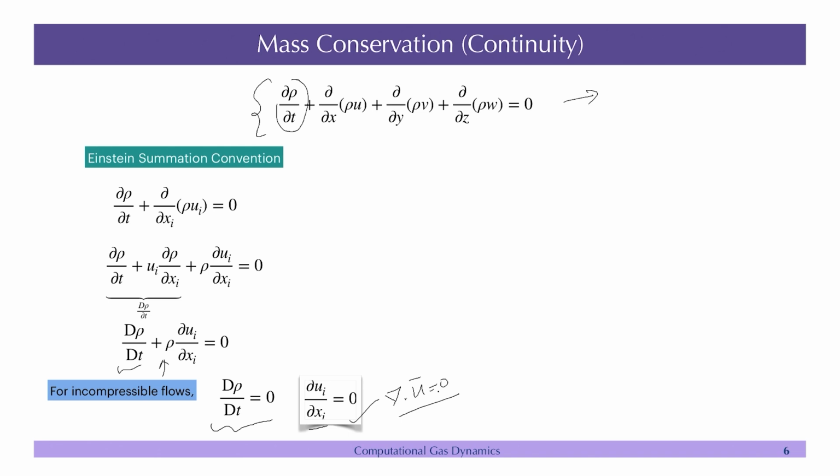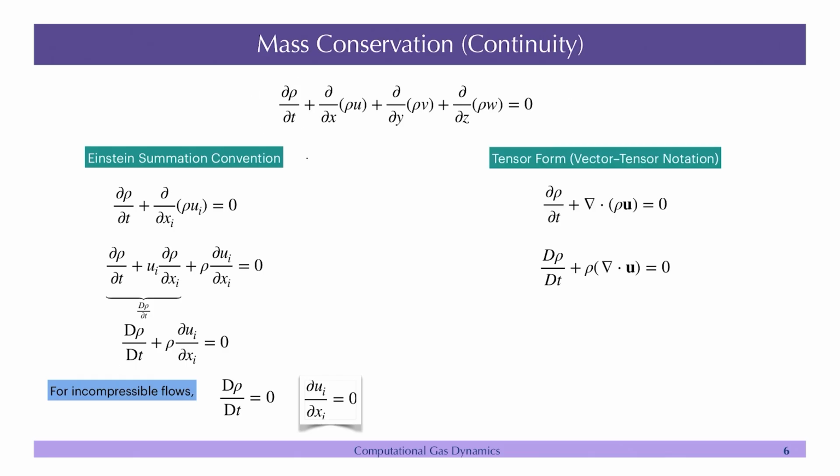In the compressible flow you have to use either this or this, okay. So, let us go forward, and many of you might not be familiar with this notation. So, I have just written this in the vector form also, right. So, this is del rho by dt plus del dot rho u equal to 0.